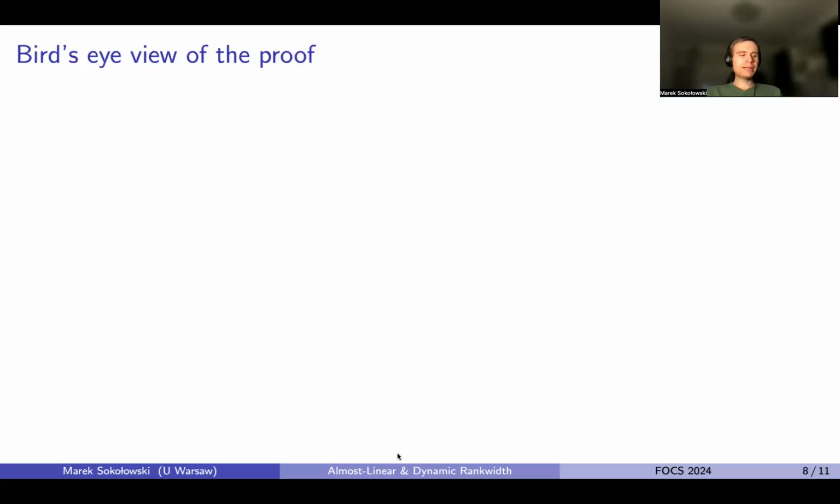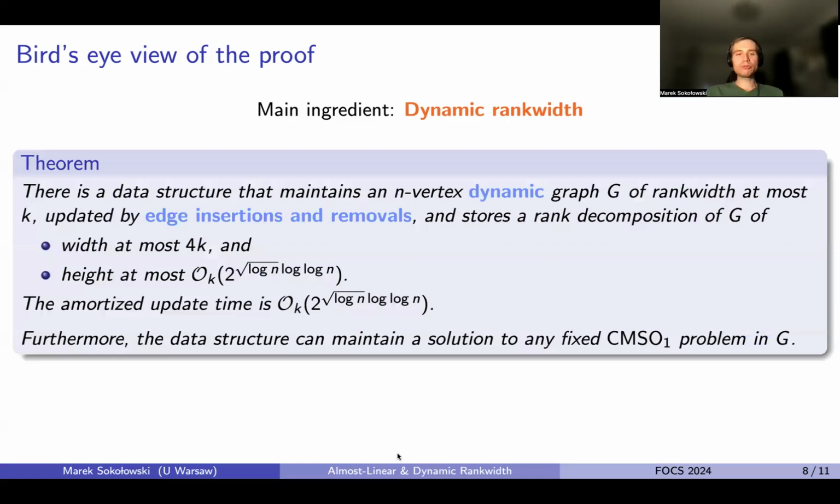Okay, let's now spend the remaining 10 or so minutes to give a rough idea on how the almost linear time algorithm for rank width is achieved. So the main part of our proof is the so-called dynamic rank width data structure. We have a data structure that maintains an n-vertex dynamic graph of rank width at most k that is updated by edge insertions and removals, and it can store at each point of time a rank decomposition of the graph of width at most 4k and some sub-polynomial height. And the amortized update time of this data structure is also sub-polynomial in n.